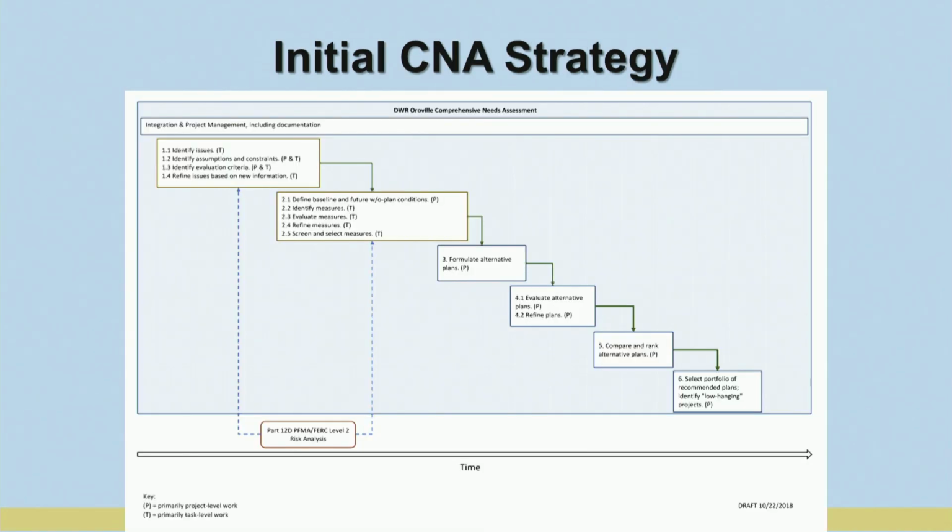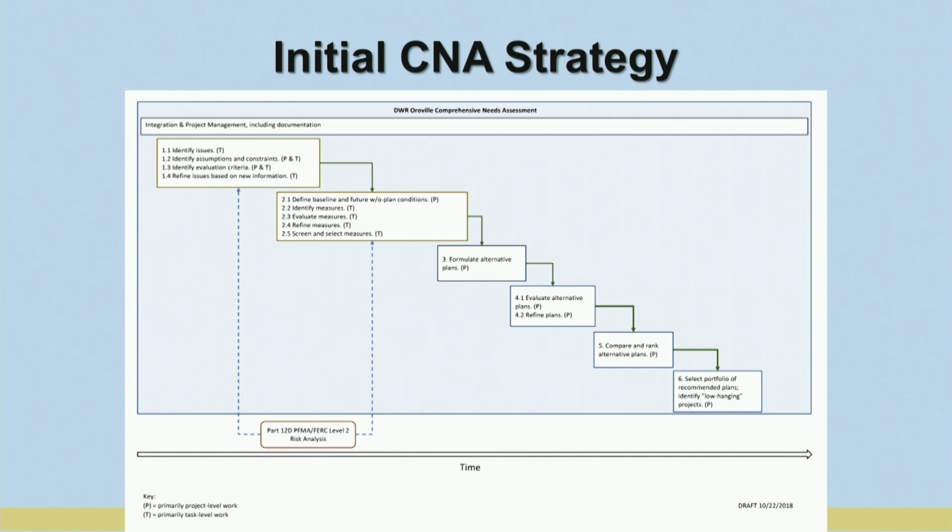Here's a timeline that shows our initial strategy for completing the comprehensive needs analysis. And in particular, I'll call your attention to the very lower portion of this, the box that's almost on the bottom of the slide, where it says Part 12D, PFMA, FERC Level 2 Risk Analysis. The original strategy for the comprehensive needs analysis was to leverage information that came from this Level 2 risk analysis to inform our plan formulation and to inform the measure formulation in individual tasks.